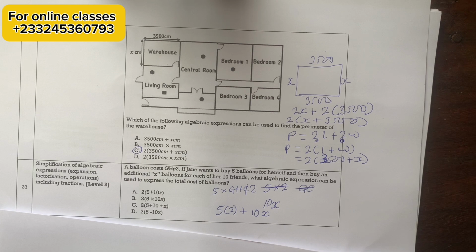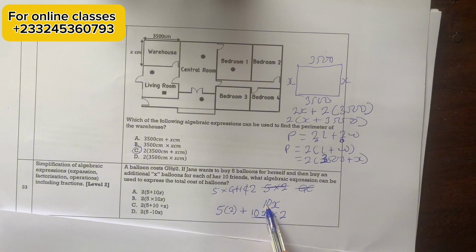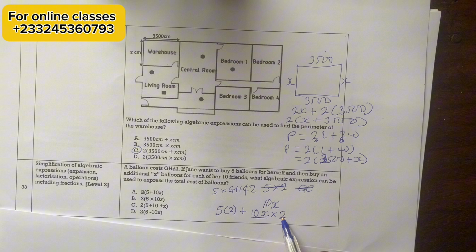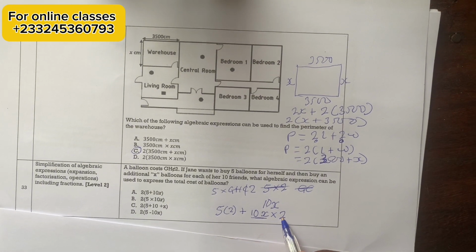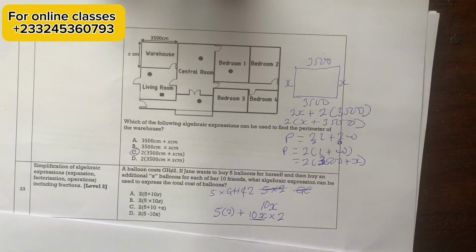So what do we do? So this 10 times x will cost how much? It will cost 2 Ghana cedis each. You see that? I need x balloons for each of the 10 friends. So I'll give 10 times x, but each will cost me 2 Ghana cedis. Or let's see it this way, if this one is more complicated. Let's see.